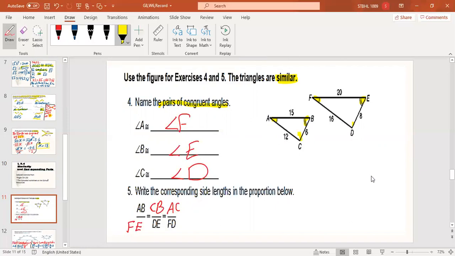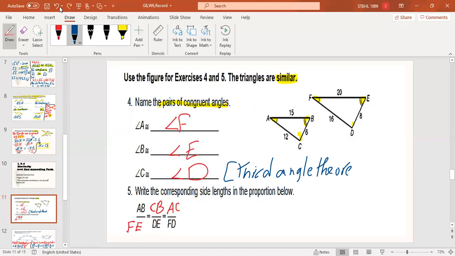They don't have any sign, but according to the third angle theorem, which we learned in term 2 at school, if two angles in the first triangle are congruent to two angles in the second triangle, then directly the third angles in both triangles are congruent to each other.